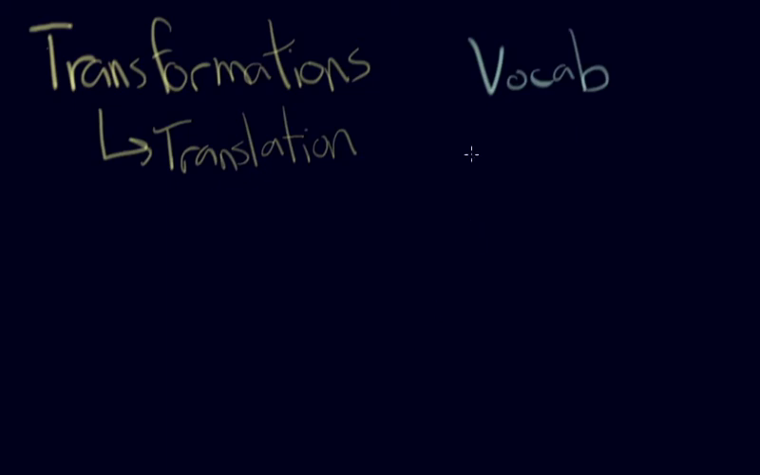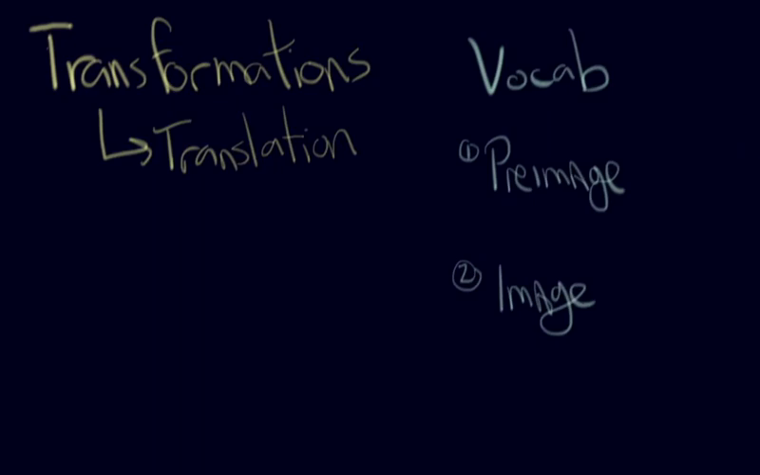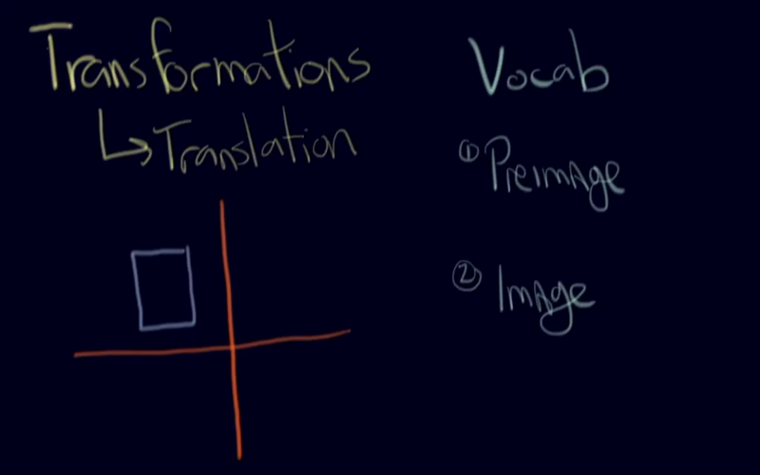So the vocab, first thing we need to know about the pre-image, and we also need to know about the actual image. So maybe I'll take a step back. We're talking about moving pictures. So here's an awesome picture of a rectangle. Yep, it's pretty exciting. It's a rectangle. And the rectangle is made of four vertices. Kind of like that. And I'll call these A, B, C, and D.